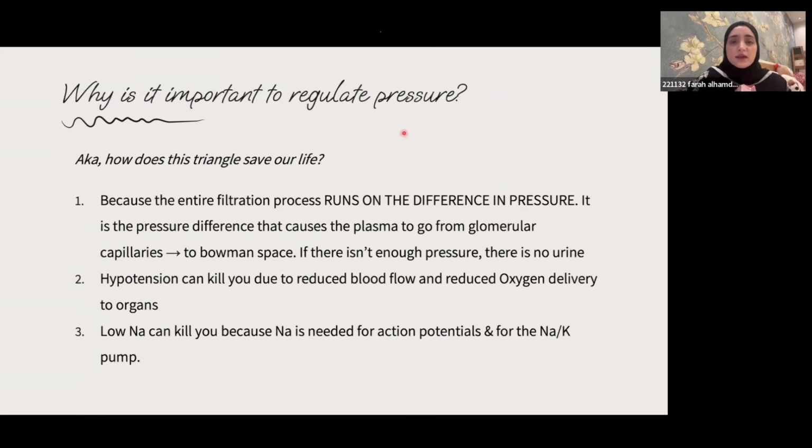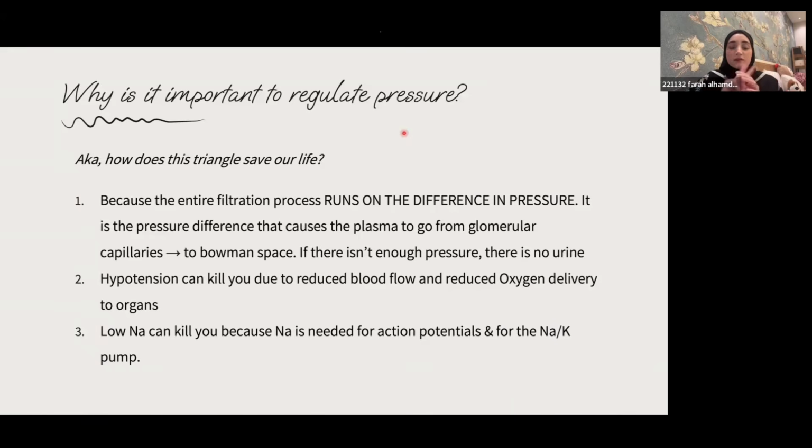So why is it important to regulate blood pressure? This juxtaglomerular apparatus is really, really important because it saves our lives. First of all, the filtration process of urine runs on the difference in pressure. As we know, molecules go from an area of high pressure to low pressure. So it maintains the difference in pressure that allows urine to be made in the first place. Okay? If there's not enough pressure, there's no urine.